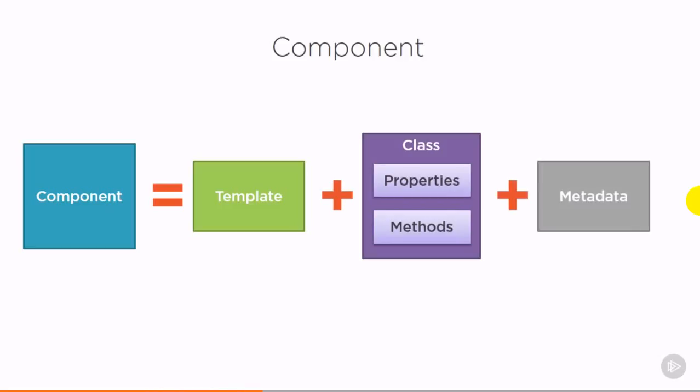A component also has metadata, which provides additional information about the component to Angular. It is this metadata that identifies the class as an Angular component. So a component is a view, defined with a template, its associated code, defined with a class, and additional information, defined with metadata. We'll look at this in more detail in the upcoming modules. As we build these components, how do we pull them together into an application?